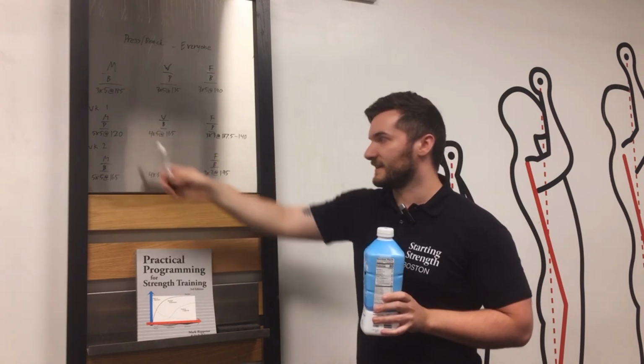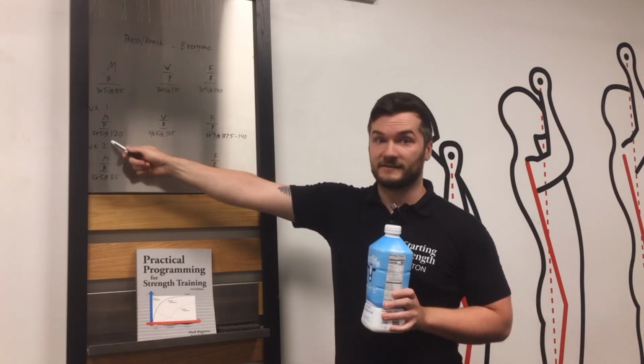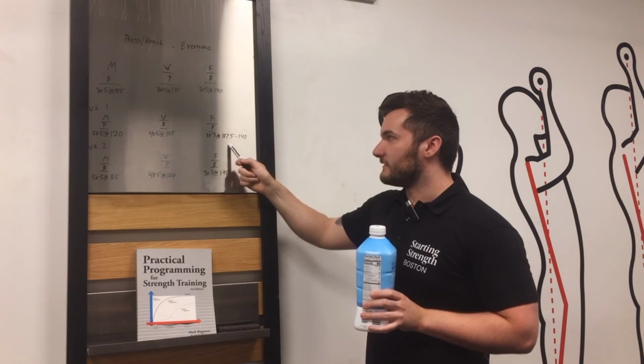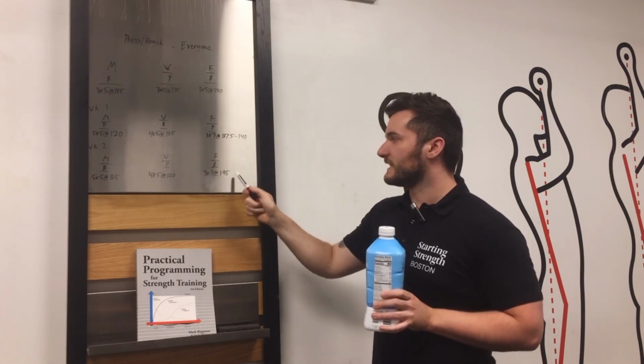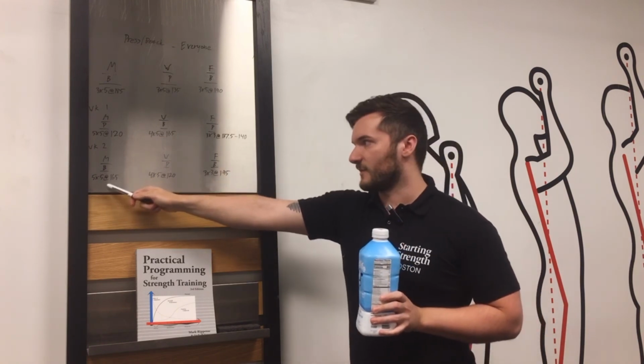So 120 is somewhere around 85% of that. That's going to be our first volume day, and we're just going to do 5 sets of 5 there. So it's a 5x5 volume day, and then a 3x3 heavy day right here. And then the same thing here for bench. So the heavy day is 195 for bench. It's a 3x3 heavy day. The volume day is about 85% at a 5x5.